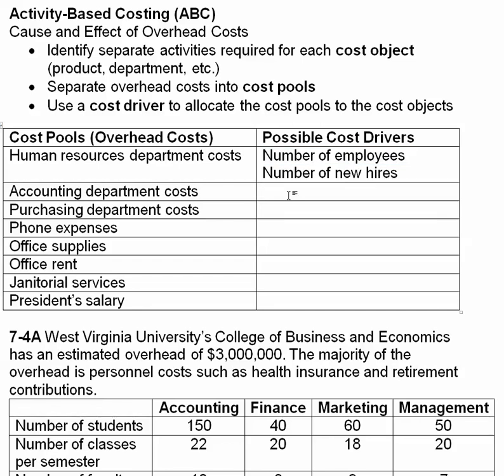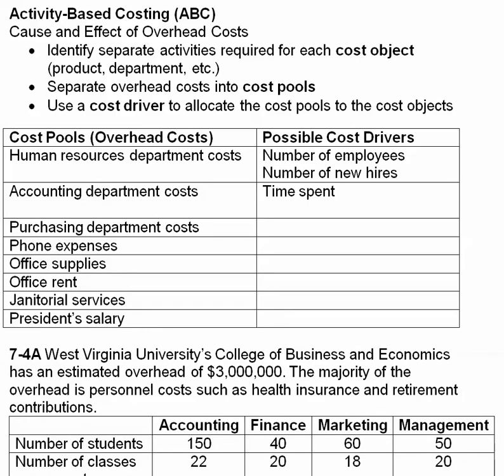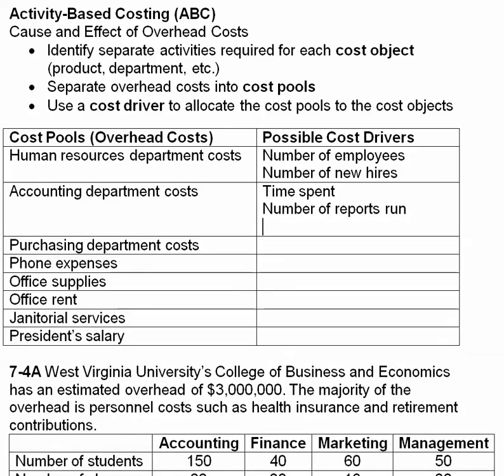Accounting department costs, that one's a tough one. You could take the time to have the accounting department figure out time spent on each cost object, but that could be pretty time consuming. A lot of time spent is coming up with reports for the different departments, so you might want to use the number of reports run. The other is that accounting departments process forms, so maybe you use the number of forms. These are just suggestions. There are probably many more, but hopefully you're getting the idea.